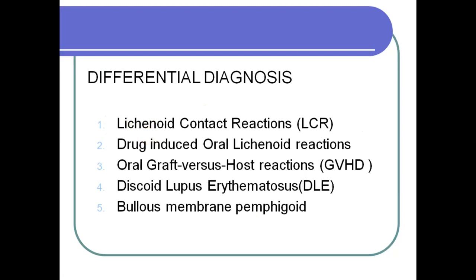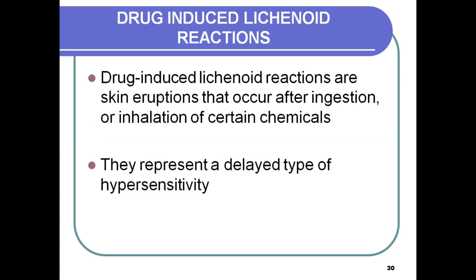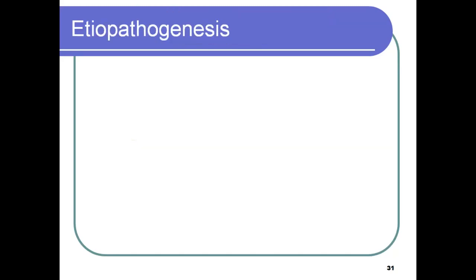So differential diagnosis could be lichenoid contact reactions, drug induced oral lichenoid reaction, GVHD, that is graft versus host reaction, discoid lupus erythematosus or bullous membrane pemphigoid. Now we have drug induced lichenoid reactions. They are skin eruptions which occur after ingestion or inhalation of certain chemicals. So they represent a delayed type of hypersensitivity, which is a type 4 hypersensitivity.